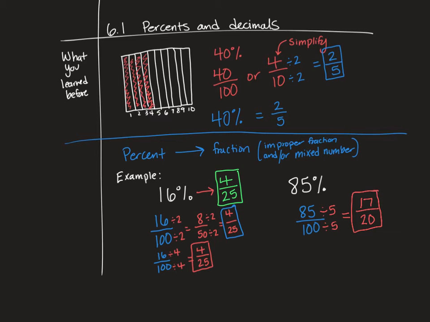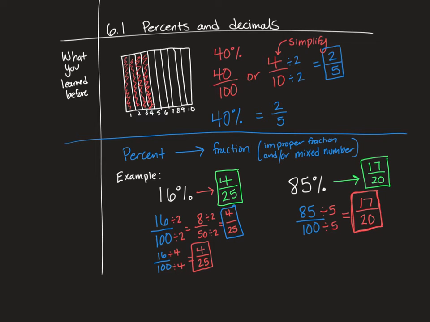And I can't reduce that anymore because 17 is a prime number. It's already at its simplest form. 17 is. So I can't do anything anymore. So 85% written as a fraction is 17 20ths.